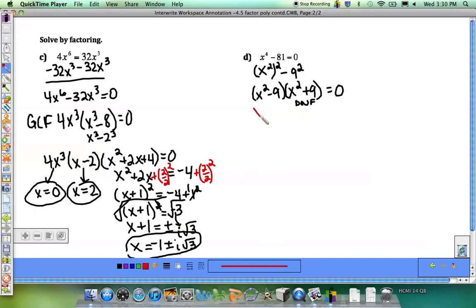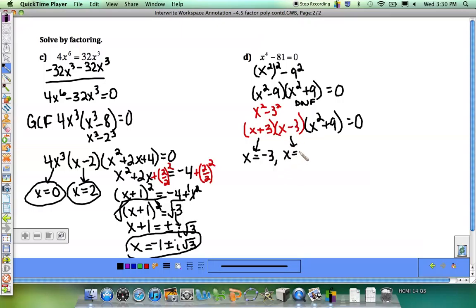The x squared minus 9 will factor. That's a difference of squares. So x plus 3, x minus 3. And then I still have that x squared plus 9. Solve, x equals -3. Solve that one, x equals +3. And then if I solve x squared plus 9 equals 0, I subtract the 9 over, and then I square root it. So I have x equals plus or minus 3i.